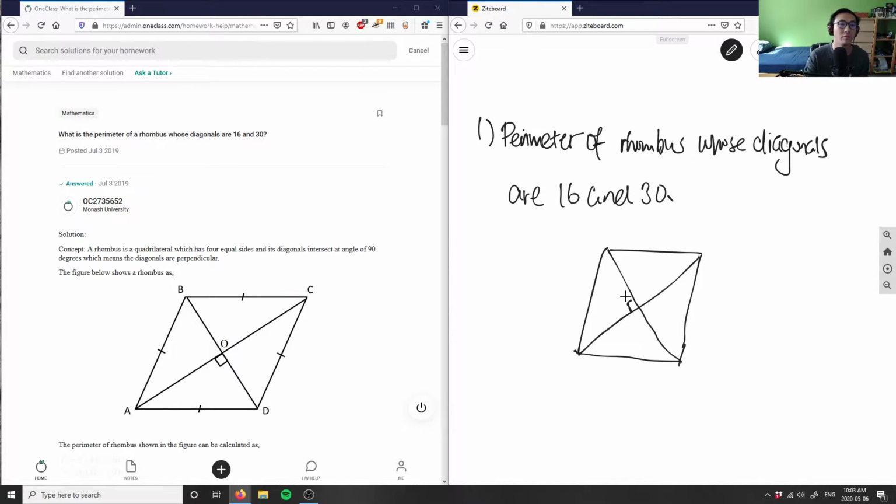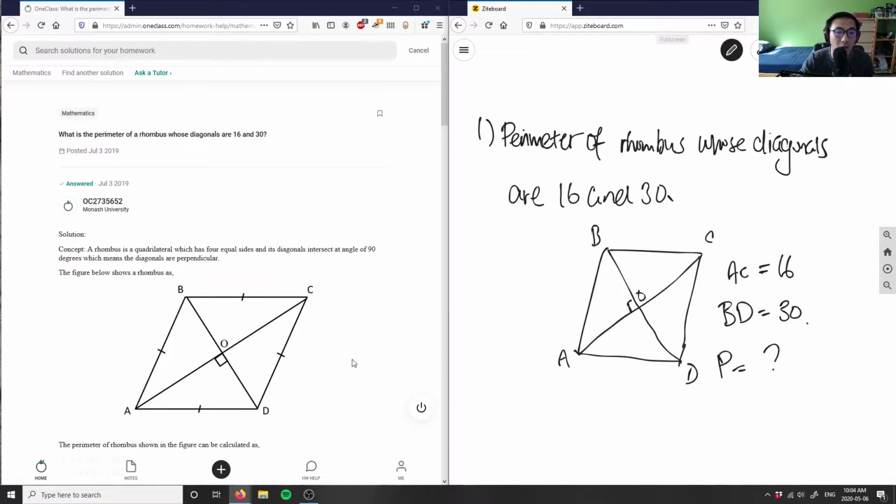We know that our diagonals are labeled here. They wrote A, B, C, and D, and this here is O. So diagonal A to C equals 16, and from B to D would equal 30. So it's asking us, what is the perimeter of the shape?